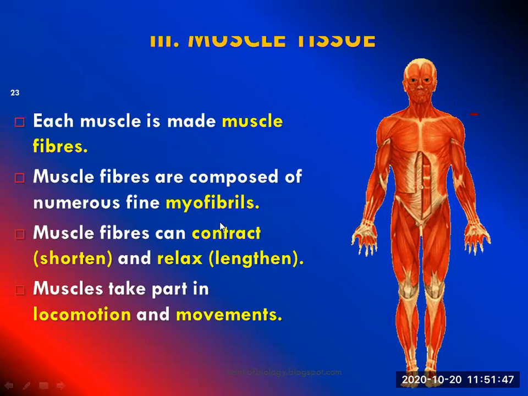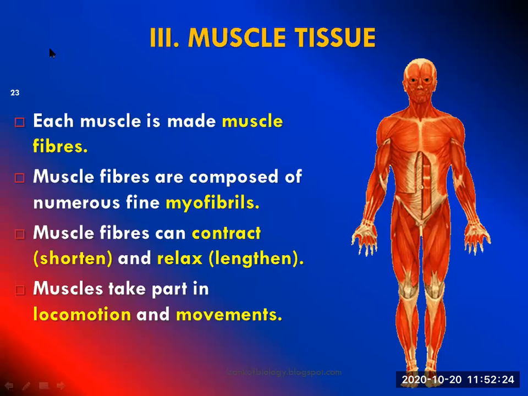Then muscular tissue, in the series. What is muscular tissue? Simply, we say muscles. Muscles are derived from mesoderm. As I said to you, epithelial tissue is derived from all the three germ layers: ectoderm, endoderm, and mesoderm. Connective tissue is derived from mesoderm, and muscular tissue is also derived from mesoderm.